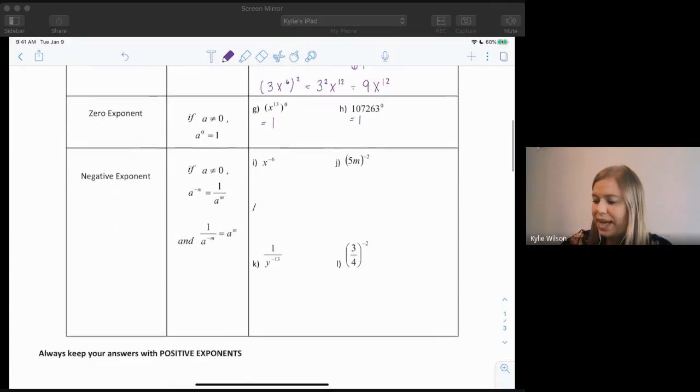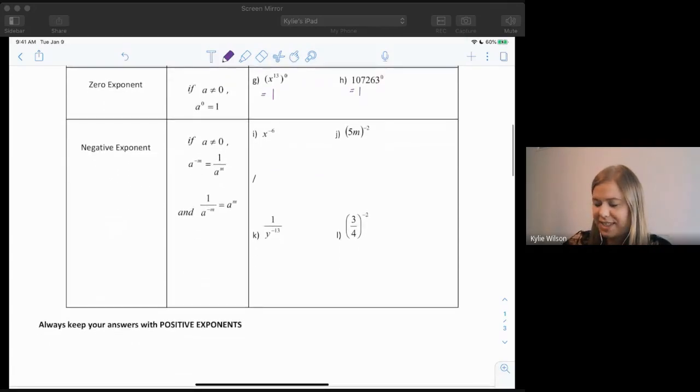Now our negative exponents, this one is really important that we go over. Anytime you have a final answer, it's very important that you have all positive exponents. It is not proper form if you have negative exponents running through your answers. And if it was on a quiz or a task or something like that, you will lose marks if your final answer does not have all positive exponents.